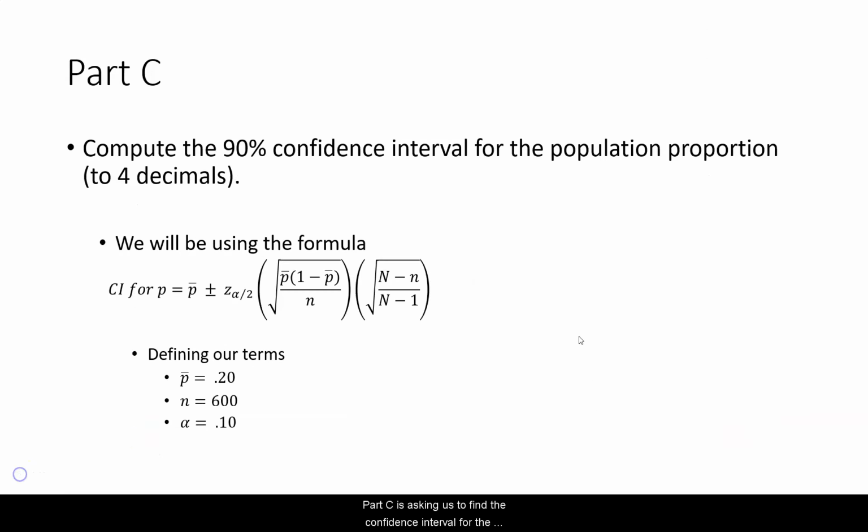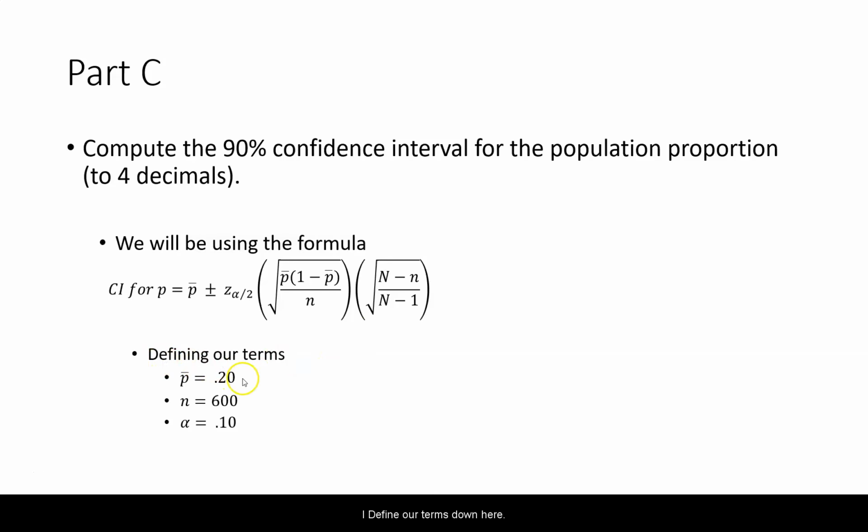which gives us a standard error of 0.0163. Part C is asking us to find the confidence interval for the population proportion. We will be using the formula for the confidence interval for P, which is P bar plus or minus the z-score of alpha divided by 2, times the square root of P bar times 1 minus P bar divided by n, times our finite correction factor of the square root of capital N, our population size, minus little n, our sample size, divided by our population size minus 1.